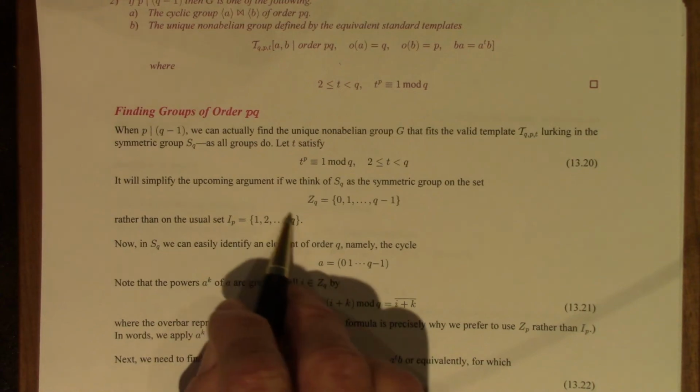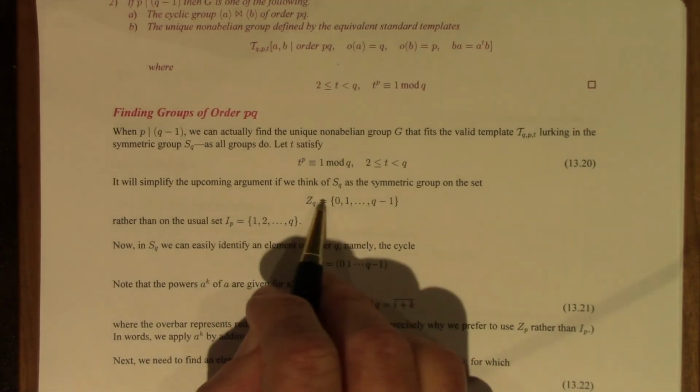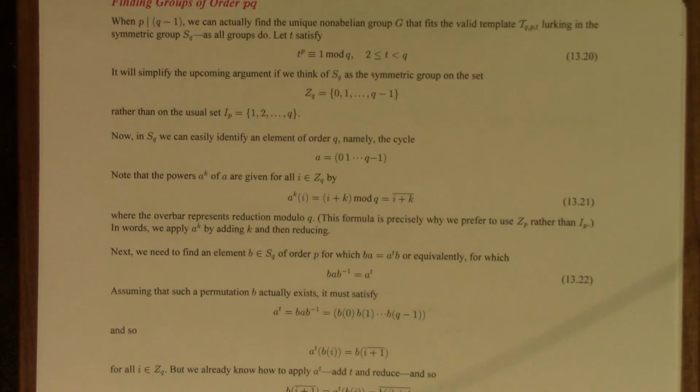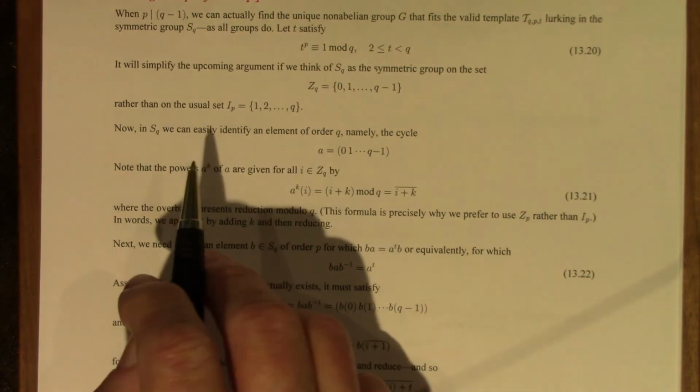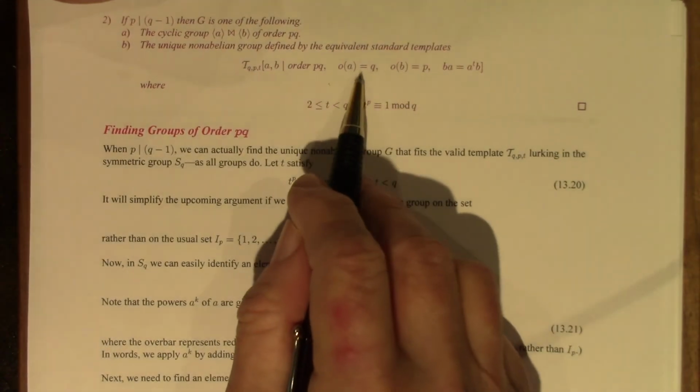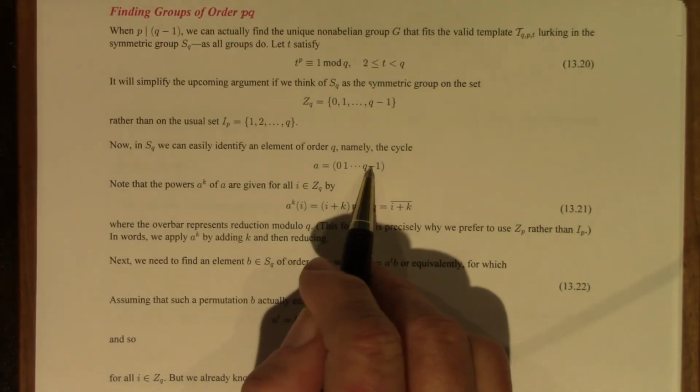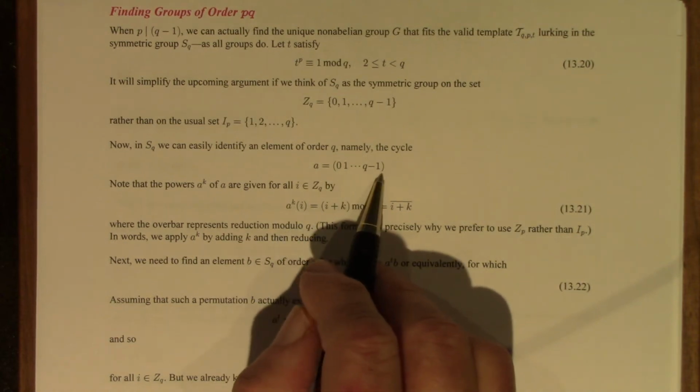Okay. This is a combinatorial sort of thing. This is an algebraic sort of thing. It doesn't matter. Any set of size Q will do, because all symmetric groups on sets of size Q are isomorphic. But it will be easier to deal with this. Now, in SQ, we can easily identify an element of order Q, which is something we need in the template. That'll be our A. Just take the Q cycle, 0 through Q minus 1.